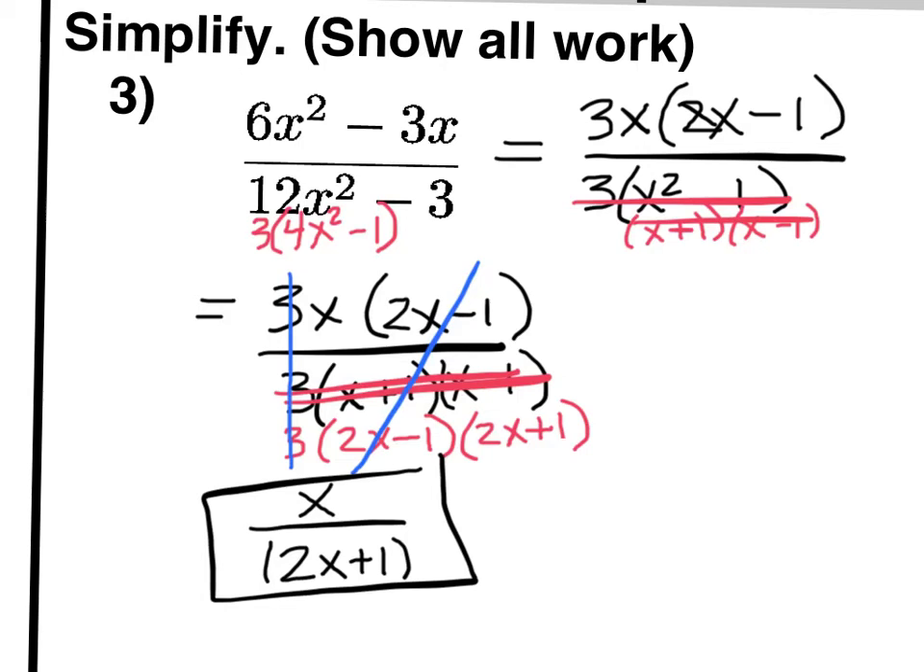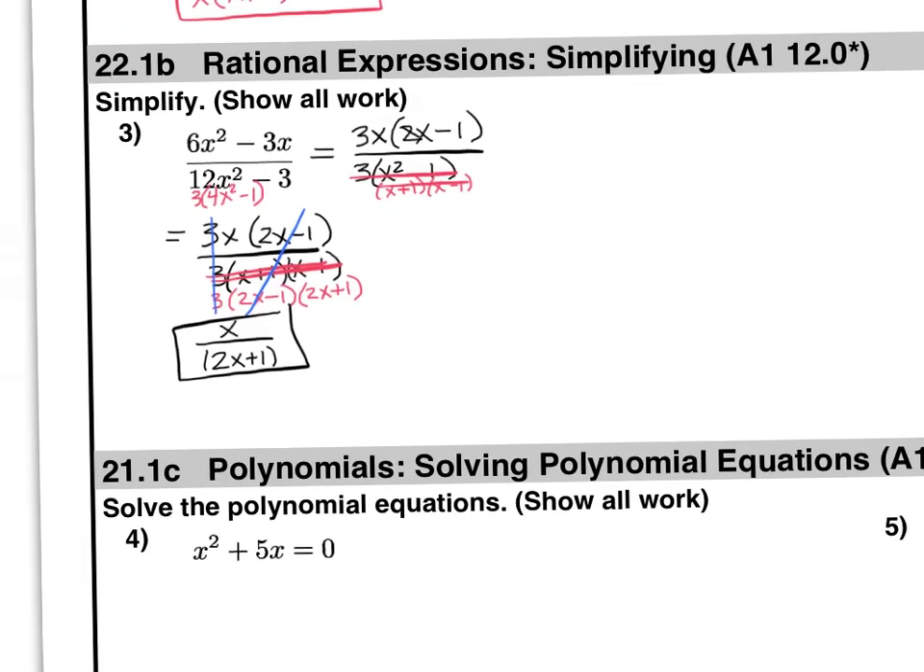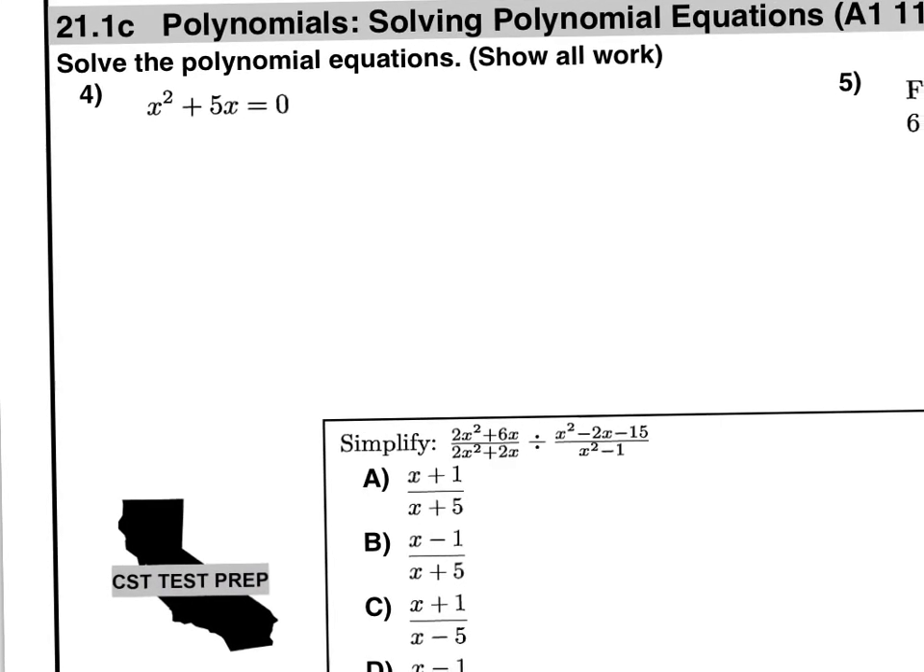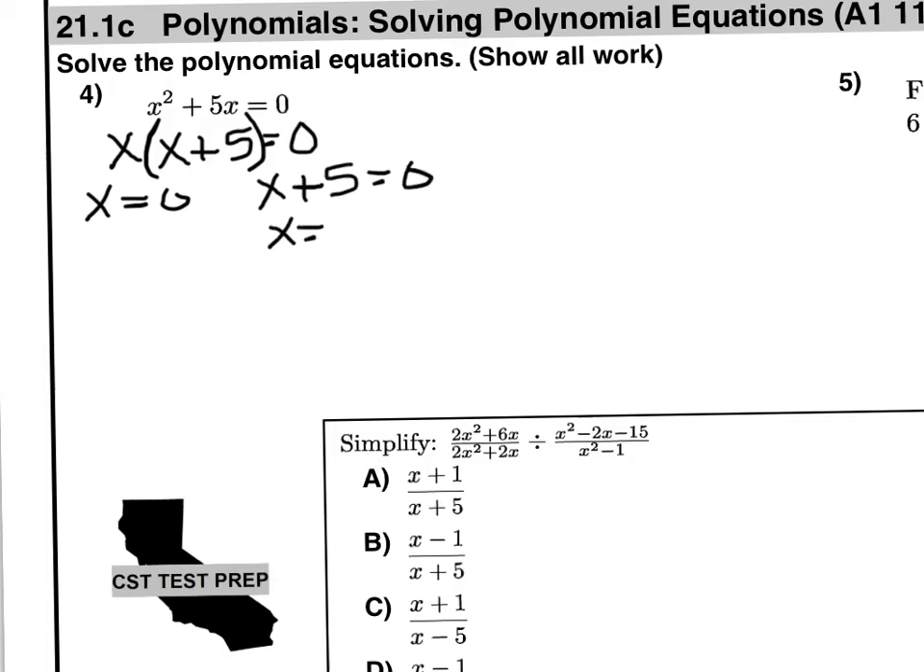So let's move on to number 4. Let's shrink so I can find it. There it is, problem number 4. So solve the polynomial equation. That means we're looking for roots. So I'm going to factor out an x, and I get x times x plus 5 equals 0. And I set each piece equal to 0. And so I can see that x can either be negative 5 or x can be 0 in order to solve this problem.